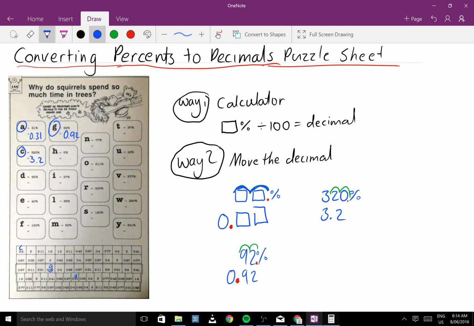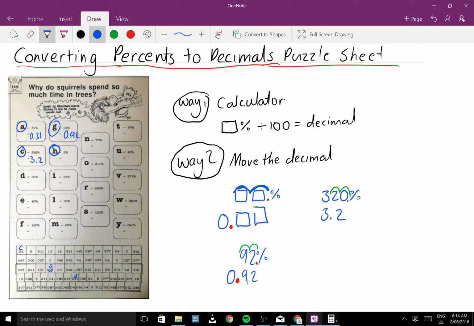So 3.2. Now that should make a little bit of intuitive sense because 320% contains 300, which is the number 3. 100%, 1. 200%, 2. 300%, 3. And then the 20% is where the 0.2 comes from. Finally, we've got the H, and that's the last one I'll do today.